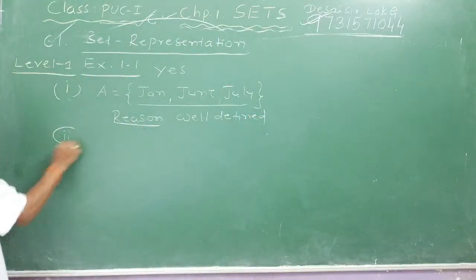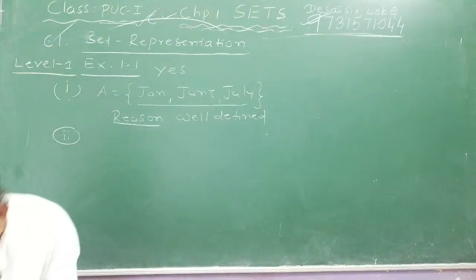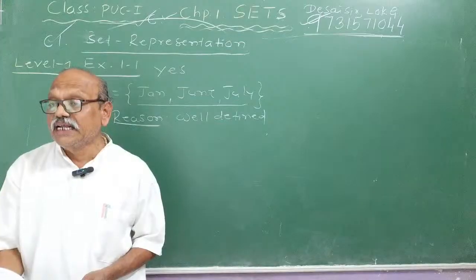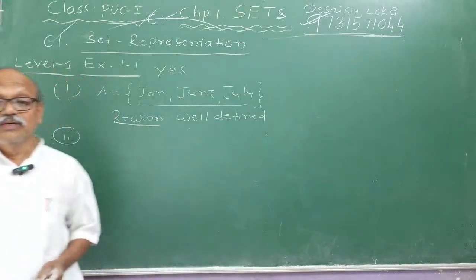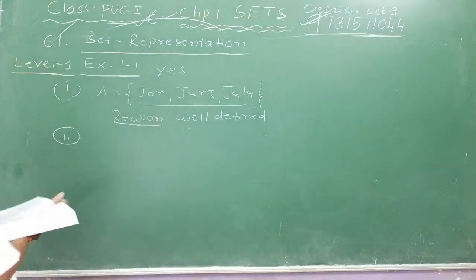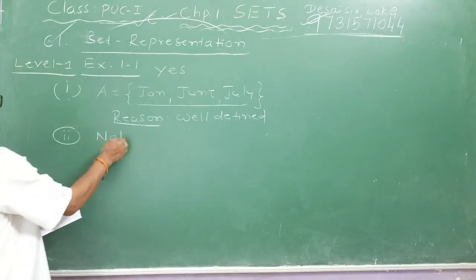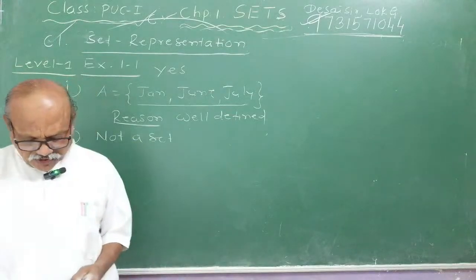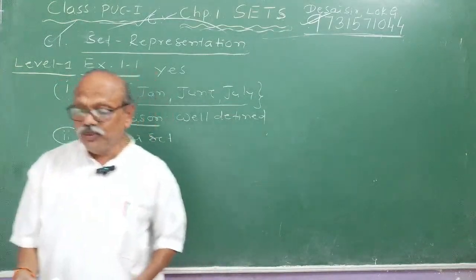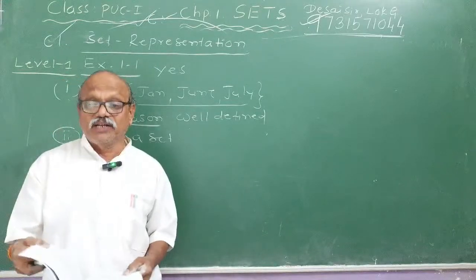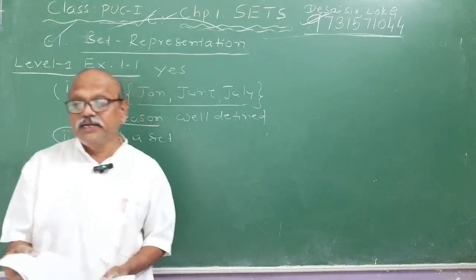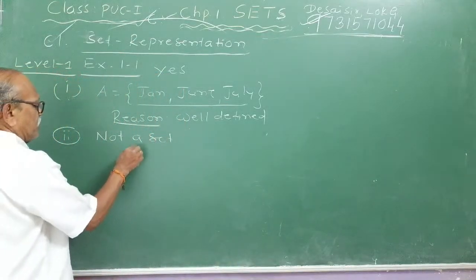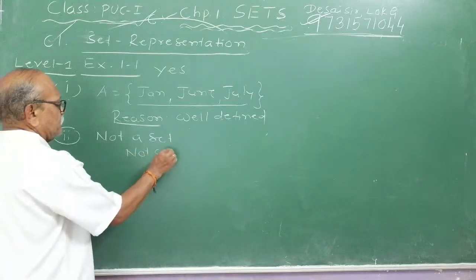Second question. Okay. You try to answer the question. The collection of 10 most talented writers of India. It is not a set. Why is it not a set? Give the reason. See, the collection of 10 most talented writers of India. We cannot distinguish between the talents, and it is their personal ability. So, therefore, it is not well defined. The reason is: not well defined.